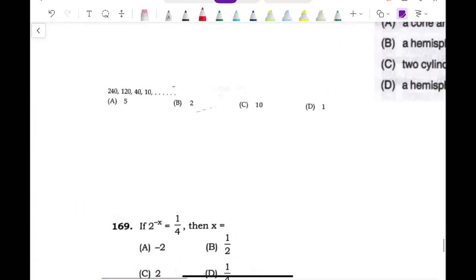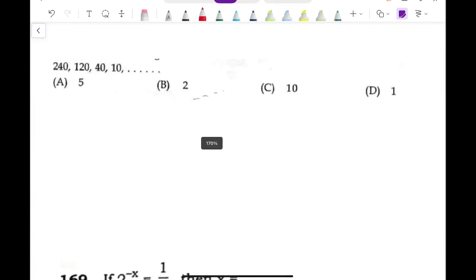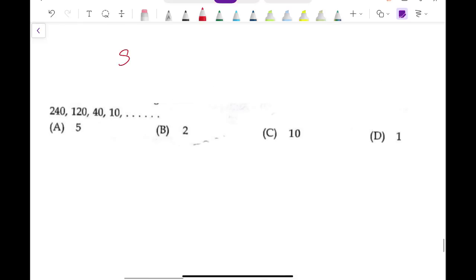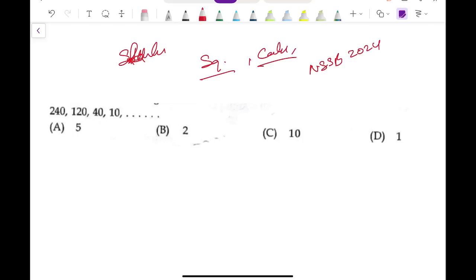Now who knows, series can be asked as well. Okay, series. So when we talk about series, who knows, it may be standard series. Standard series can be square series, it can be cube series. Most of the time this one. You go and check last year NSSP question 2024. Okay, you will see some square and cube series, so be thorough with that.